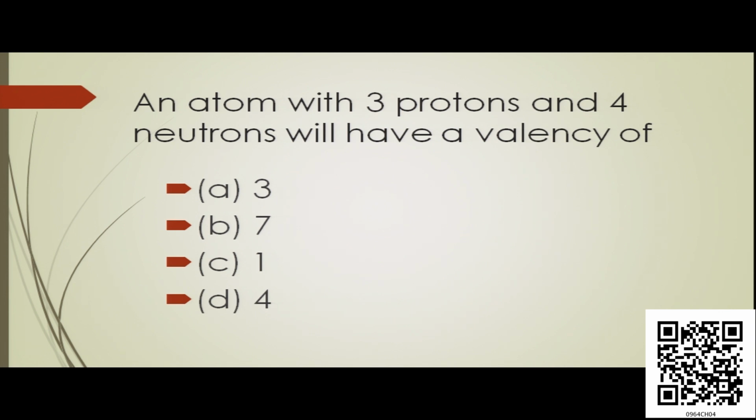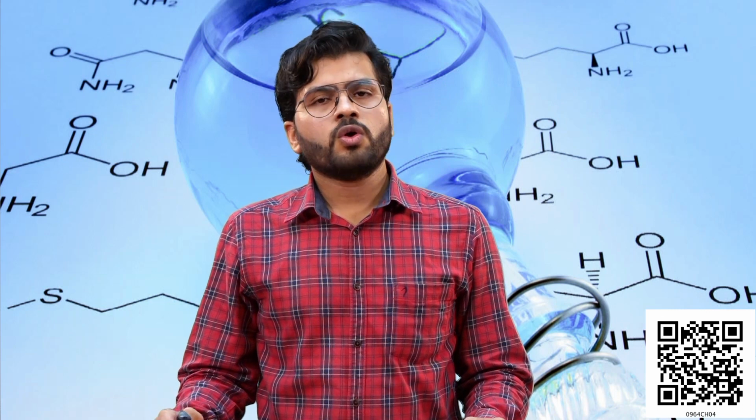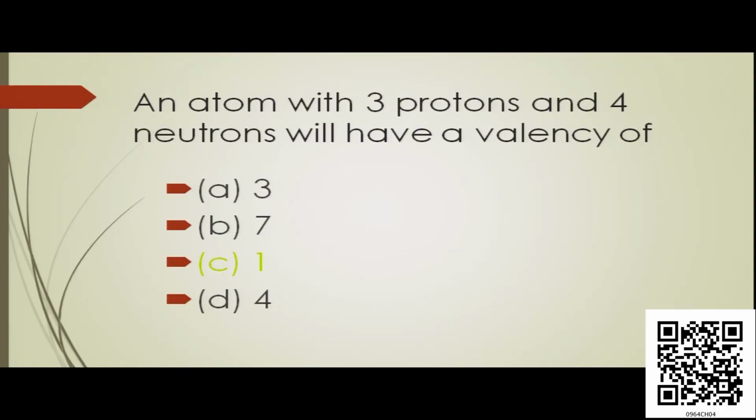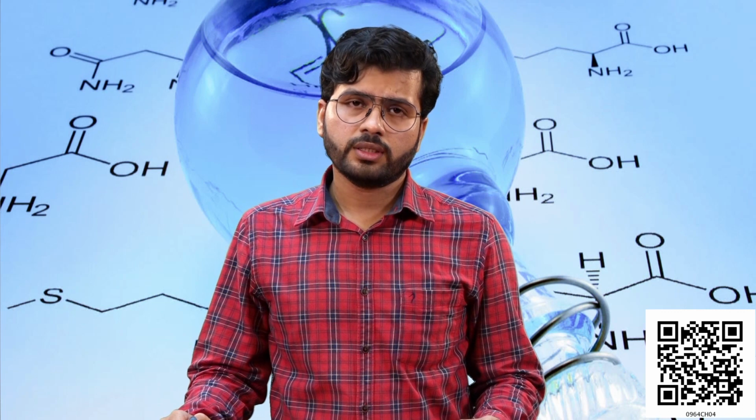If you see, the atom contains 3 protons, that means it will have 3 electrons also. The 3 electrons will be distributed as 2, 1: in the K shell 2, in the L shell 1. So the outermost shell will contain 1 electron. As the outermost shell contains 1 electron, the valency will also be 1. So the answer to this question is that the valency of that atom is 1. I hope you understood that question.